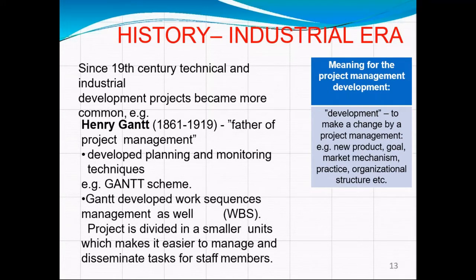Gantt developed work sequence management, which is called the work breakdown structure. Okay. What is the meaning of WBS? Work breakdown structure is nothing but the project being divided into smaller units, which makes it easier to manage and disseminate tasks for staff members.